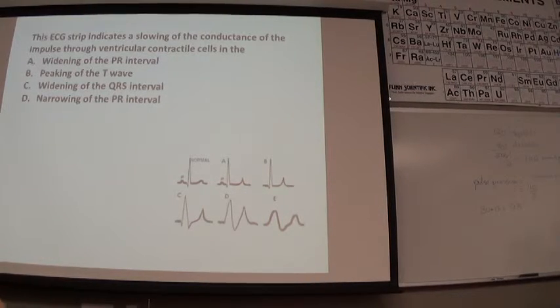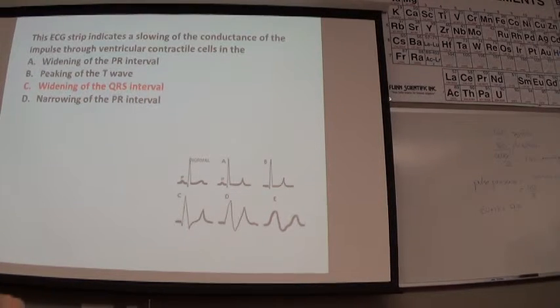The ECG strip below illustrates a slowing of the conductance of the impulse through the ventricular contractile cells. And it should say "and" there. So down here, you get a wide QRS. Now which of these events is occurring? It indicates a slowing, and which of these do we see? So this is a normal, and is it D? E?